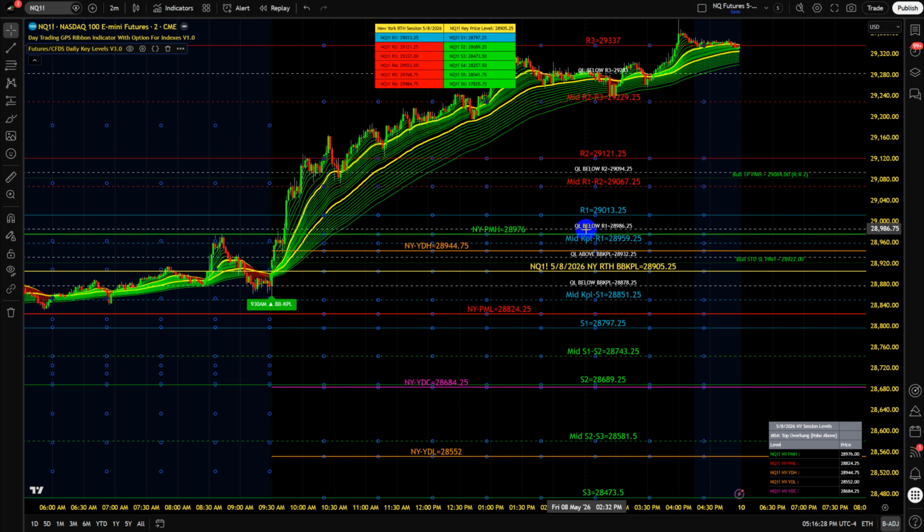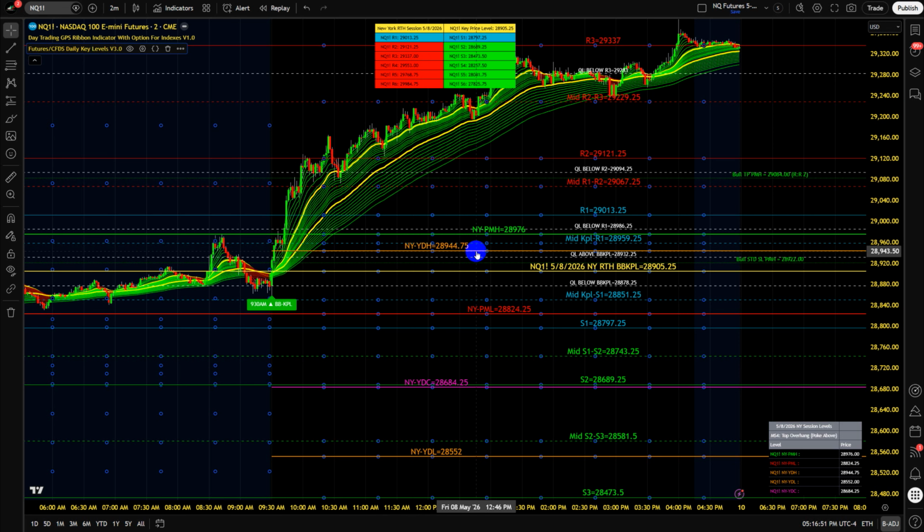If you're just going to use standard stop losses, then it would be the midpoints below the level in question. So if you're taking a bullish trade off of R1, then mid BBKPL R1 for the standard stop loss for the bullish trade off of R1. Again, you have the ribbon being all green here with the close above R1.